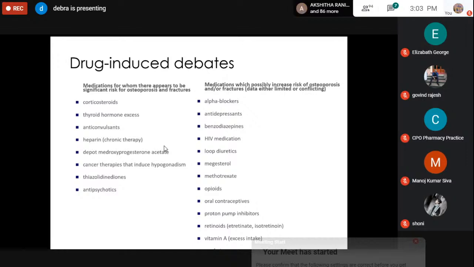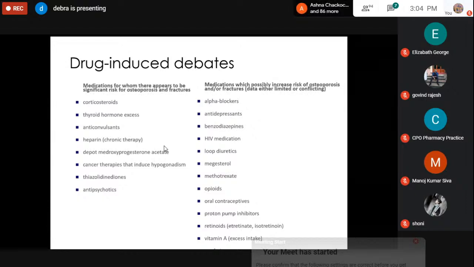So medicines for whom there appears to be significant risk for osteoporosis and fractures are the corticosteroids, but also thyroid hormone excess, some of the anticonvulsants, particularly phenytoin, heparin if it's given as chronic therapy, depot-medroxyprogesterone. Some cancer therapies can induce hypogonadism, the thiazolidinediones, and some antipsychotics.